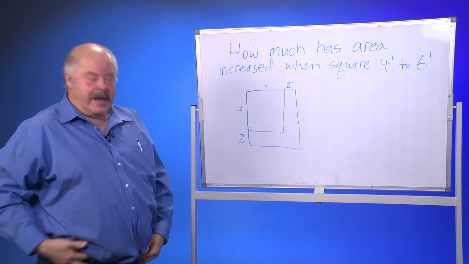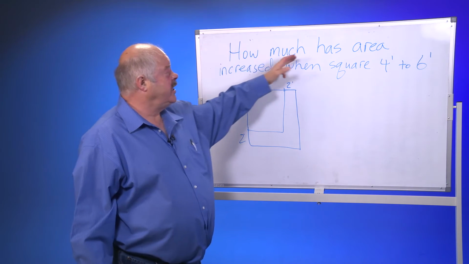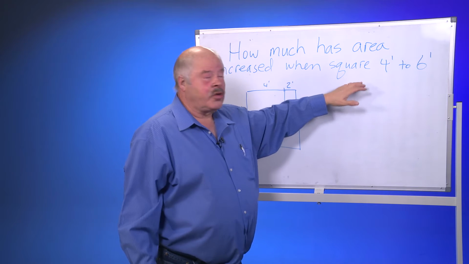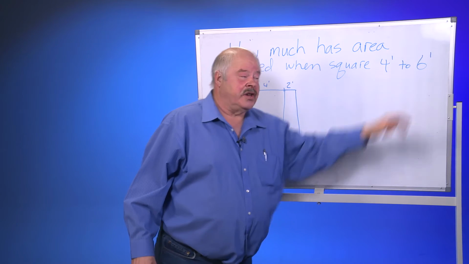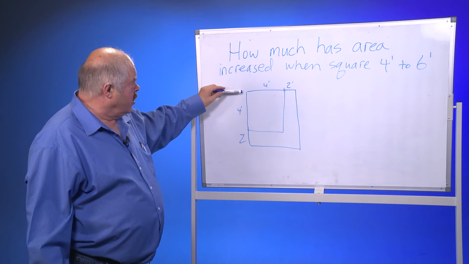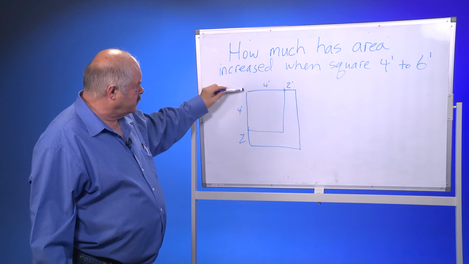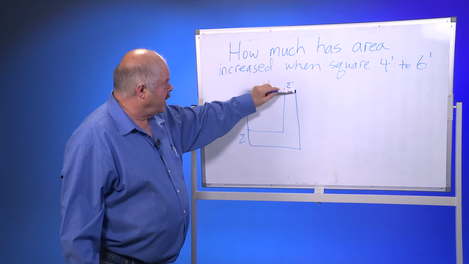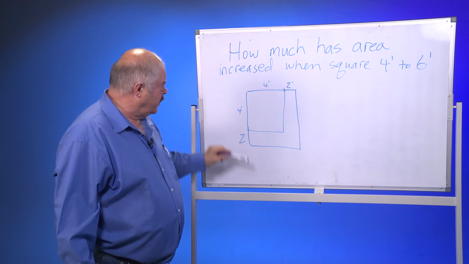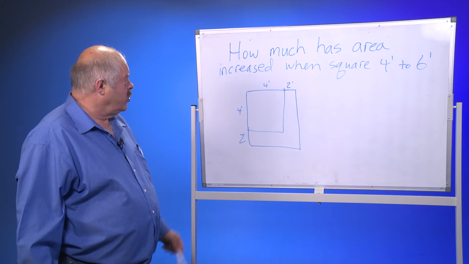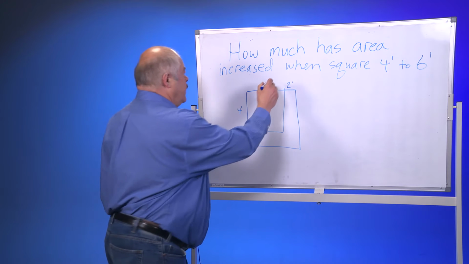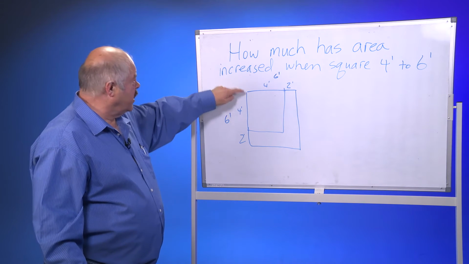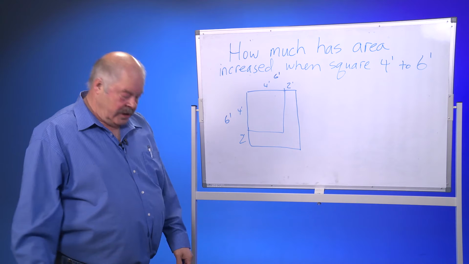Here's the question that you might be asked. How much has the area increased when the side of the square increases in length from 4 feet to 6 feet? So let's take a look at that. What they're saying is you start with a square that's 4 feet by 4 feet, and you increase the length of this side by 2 feet and this side by 2 feet. So now you have a square that is basically 6 feet long. And so they're asking, how much has the area increased?